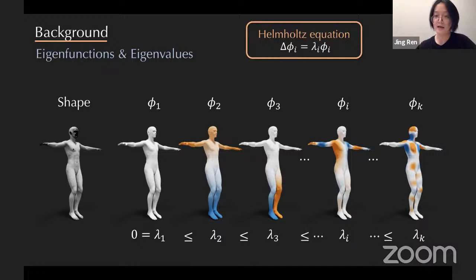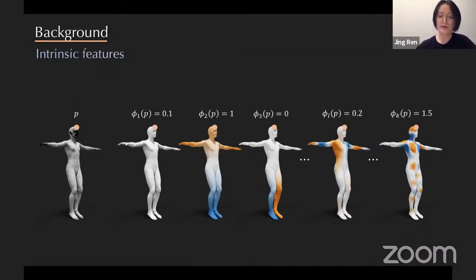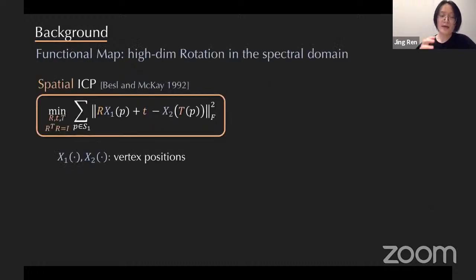So we can use each eigenfunction as some kind of descriptor to describe the vertex on the shape. More specifically, assume there's a vertex P on the shape, and we can just collect the values of different eigenbases at this vertex P, and group them together as a vector. So now this is an intrinsic vector we define at this vertex P. In the standard ICP case, the features we use are just the XYZ coordinates at this vertex. But now we do not use the vertex positions, we are using the values from the eigenfunctions. So we can easily generalize the spatial ICP to the spectral domain.